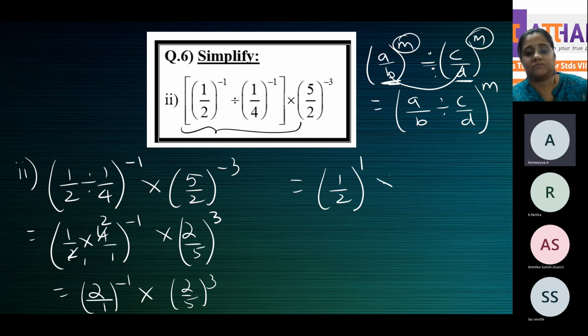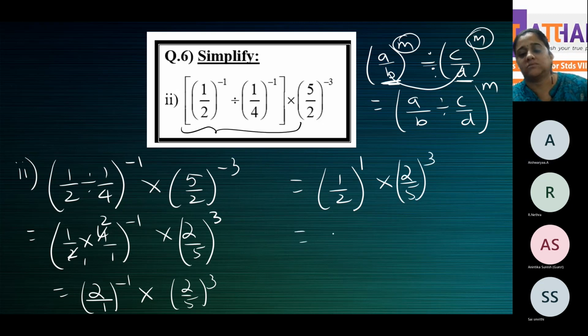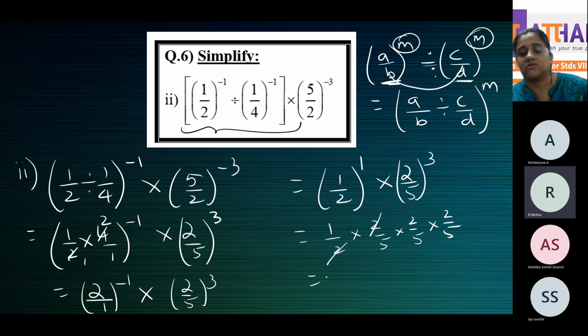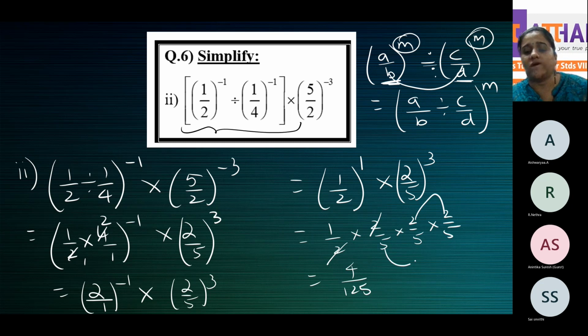So half into 2 by 5. Somebody's mic is enabled. Please disable your mic. 1 by 2 into 2 by 5 into 2 by 5 into 2 by 5, 3 times. So 2 and 2 get cancelled. So it will be 4 by 125. 2 to the 4, 5 5s are 25, 5 5s are 125.